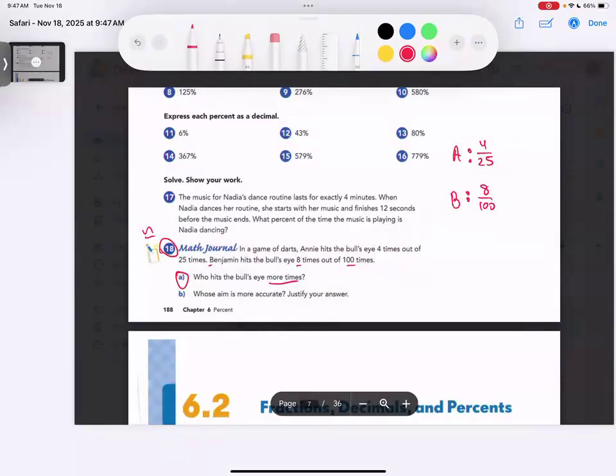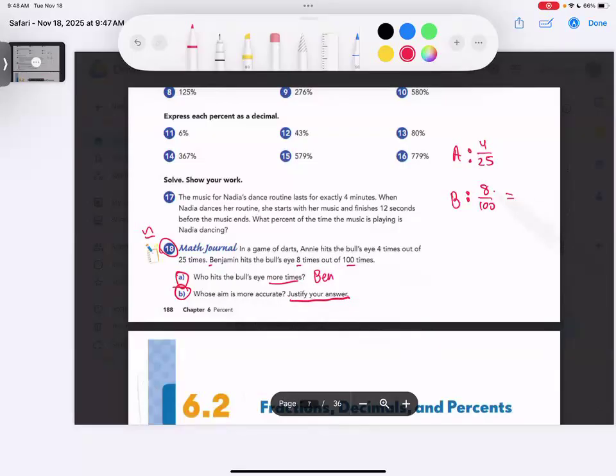Okay, well, pretty simple to answer. Who hits the bullseye more times? Ben hits it 8 times. Annie hits it 4 times. Well, your answer: Ben hits the bullseye more times. But whose aim is more accurate? I want you to justify your answer. Well, if we were to do it as a percent and we want to compare, we want to compare 2 fractions that have the same denominator, or percentages, to each other.